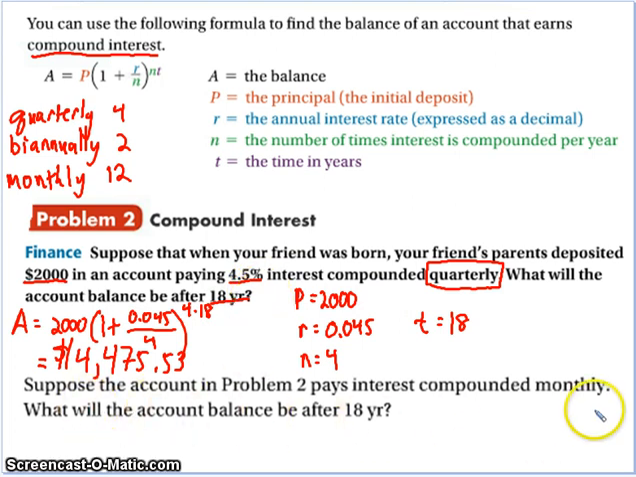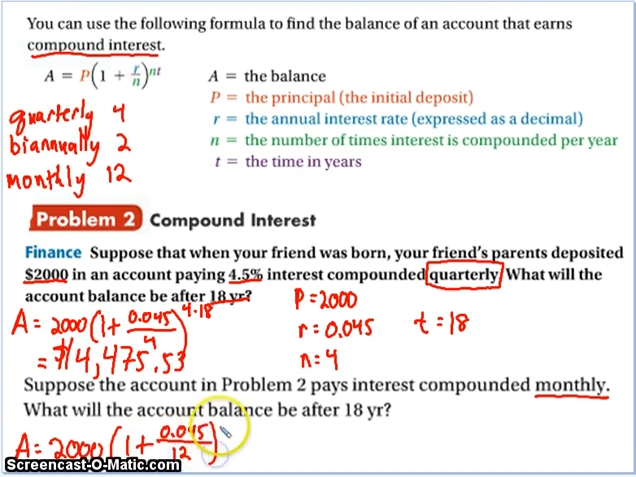Now this one uses some of the same information, but now it says compounded monthly. Okay? We're still looking for it after 18 years, so we're still going to set up the same way. P times 1 plus the same rate, 0.045. This time it's over 12. Taken to the 12 times 18. Okay, so probably going to be a bigger number, we'd have to assume.